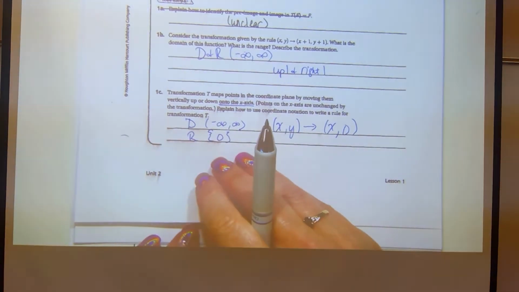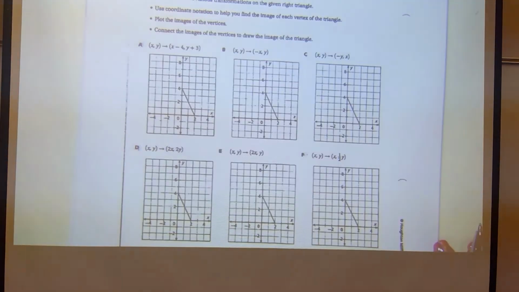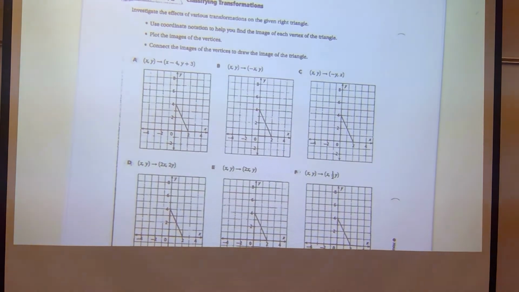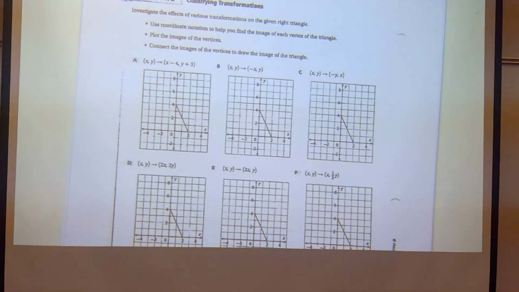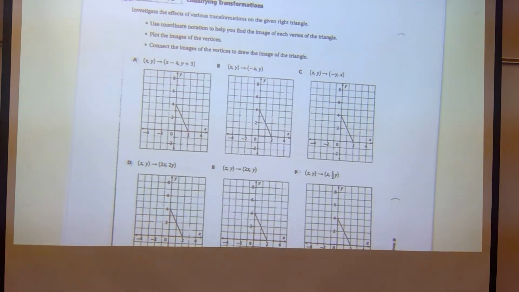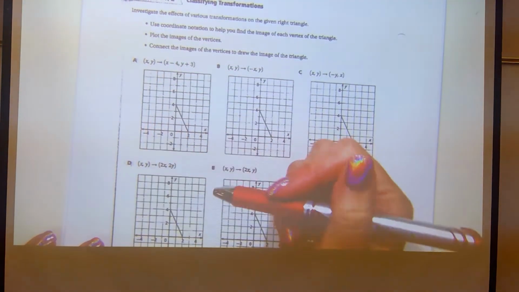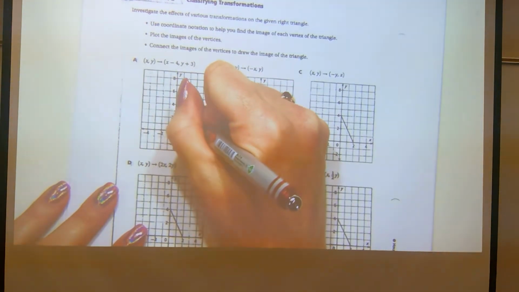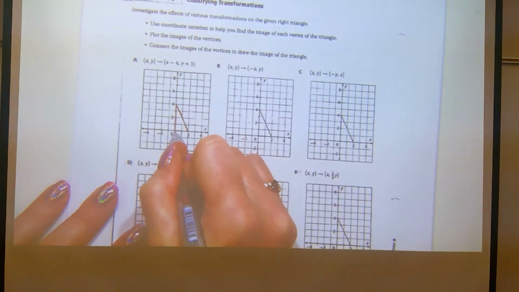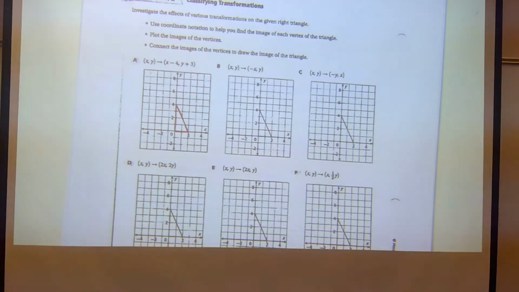Okay, so let's start classifying and exploring some transformations. If we look at the next page, it tells us that we're going to use coordinate notation to help you find the image. So we're starting with a pre-image. You need to find the image of the right triangle. Plot the images, the vertices, connect the images to draw the triangle. So you're starting with what you're given, and then you're applying the rule, the transformation that you're told to apply. Each of these starts with the same right triangle that is balanced at that origin. And then you apply the given transformation.